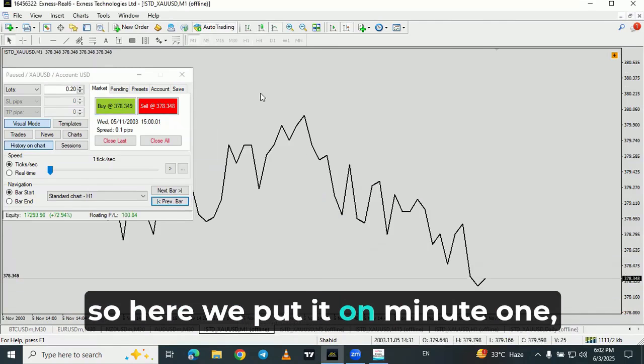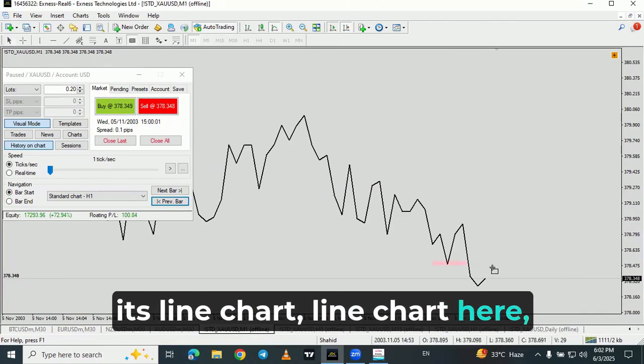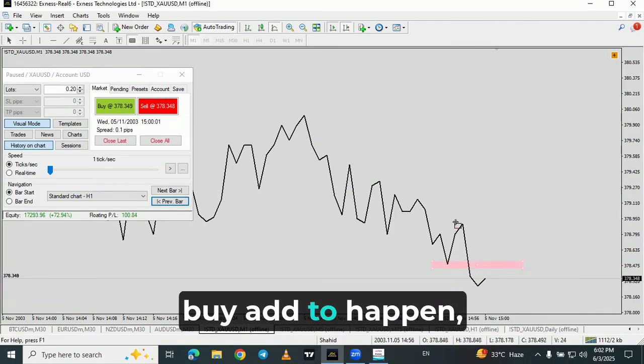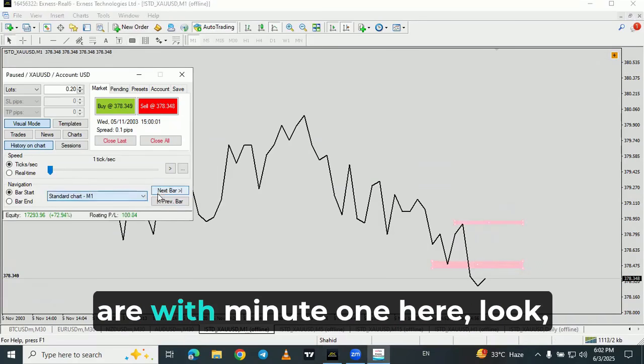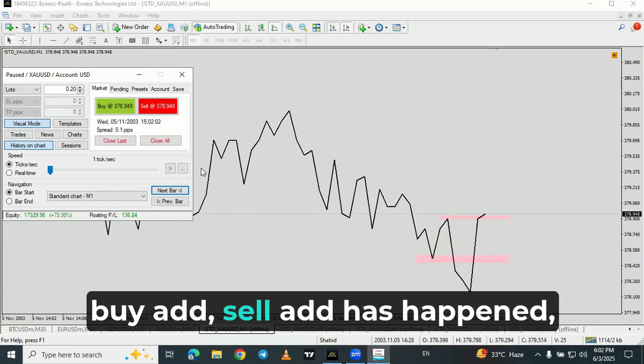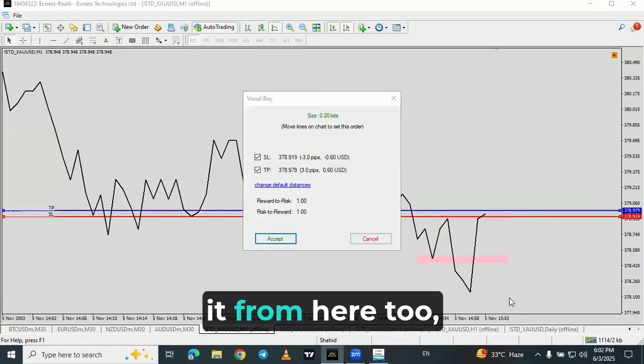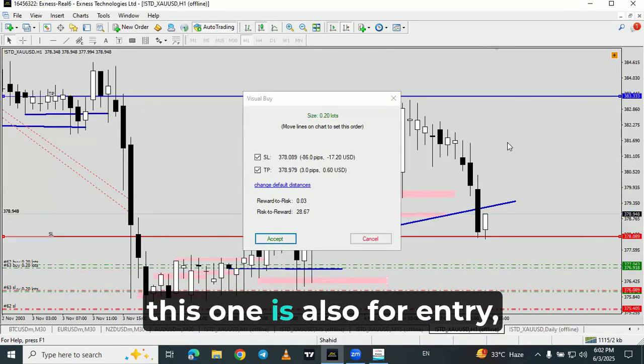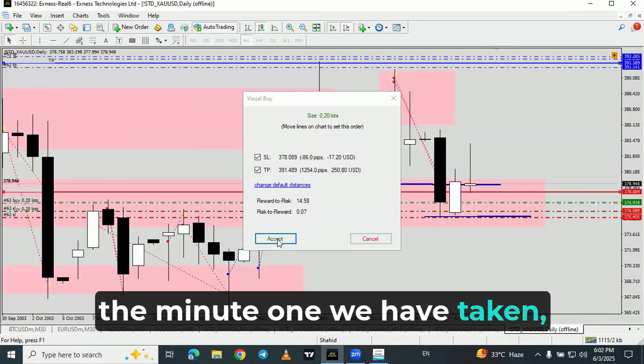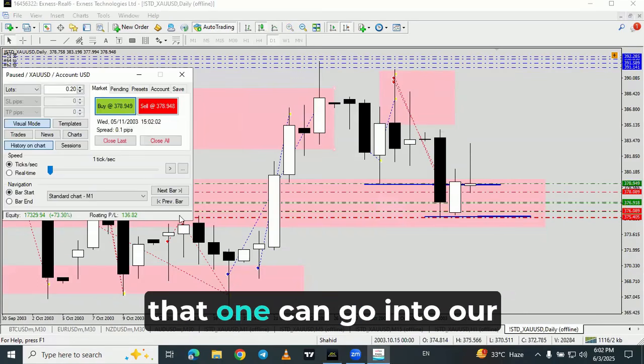So here we put it on minute 1. It's a line chart here. Wait for sell side and buy side to happen, and then we are with minute 1 here. Look, buy side, sell side has happened, and simply you can buy it from here too. This will be our target. This one is also for entry. The minute 1 we have taken, the one we picked from the bottom, that one can go into our phases.